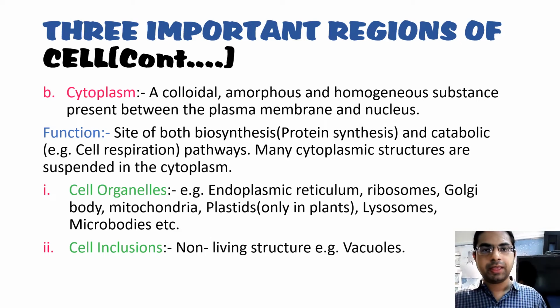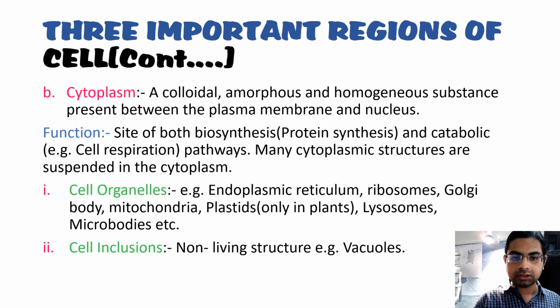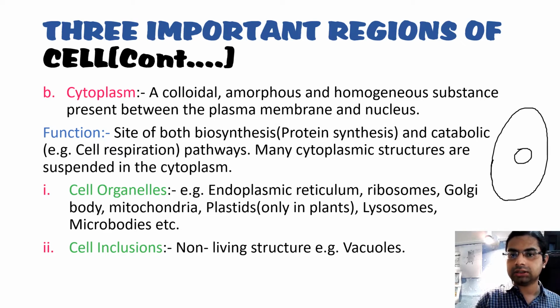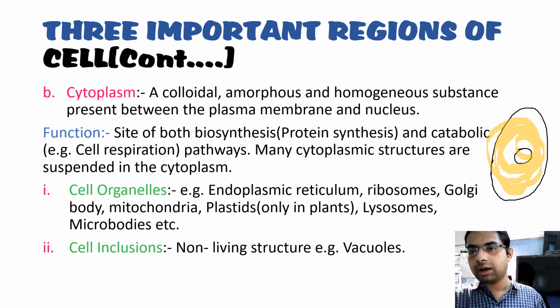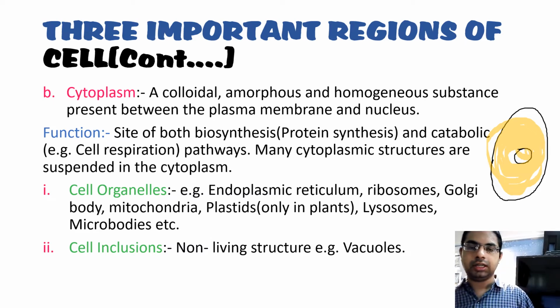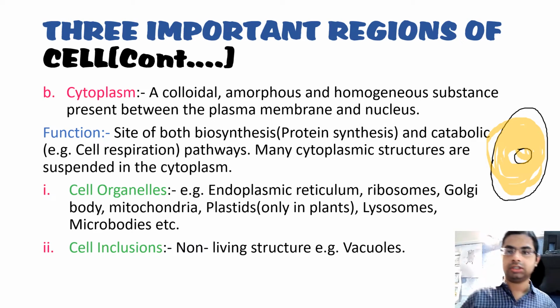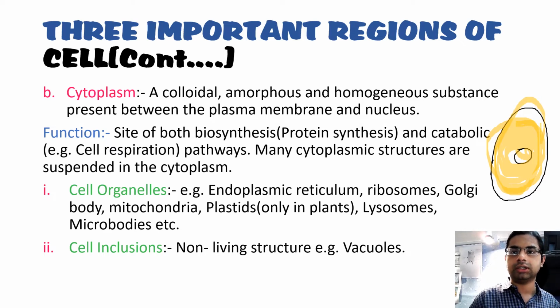Cytoplasm. If this is the cell, the plasma membrane, and this is the nucleus, then between the nucleus and plasma membrane, this colloidal, amorphous and homogeneous substance, this yellow substance present between the plasma membrane and the nucleus, not actually yellow, I am just drawing it with a yellow color. So, to make you understand, this thing is the cytoplasm. It is colloidal in nature, amorphous and homogeneous. Why is it homogeneous? Because its constituents are uniformly distributed inside the cell.